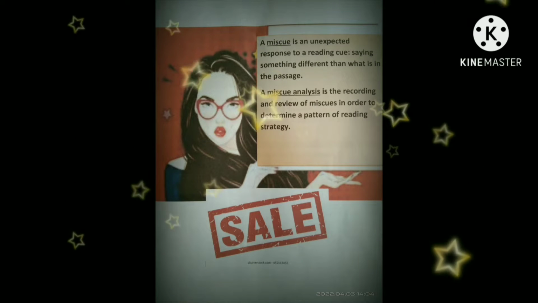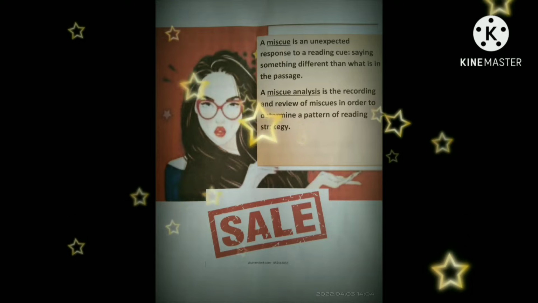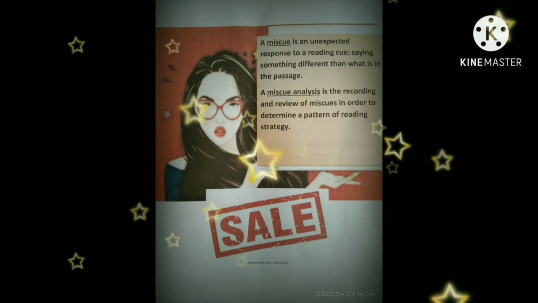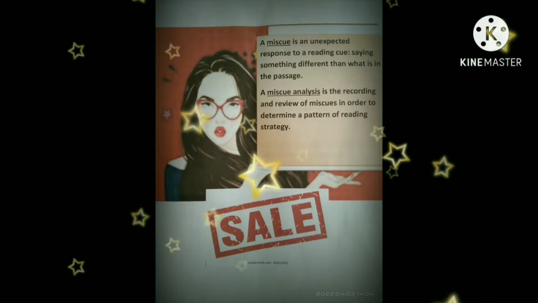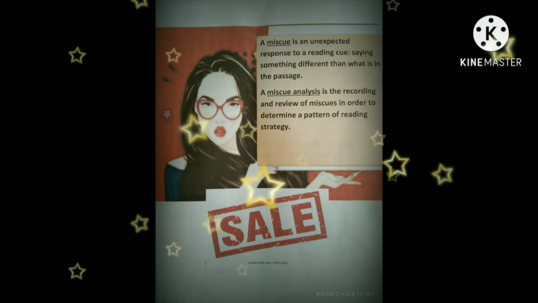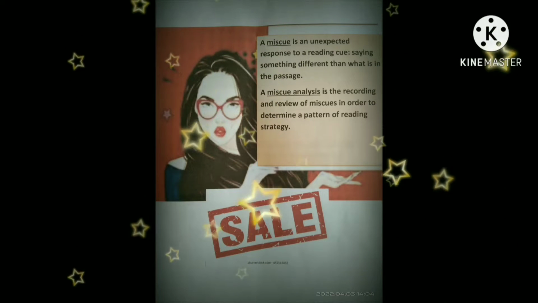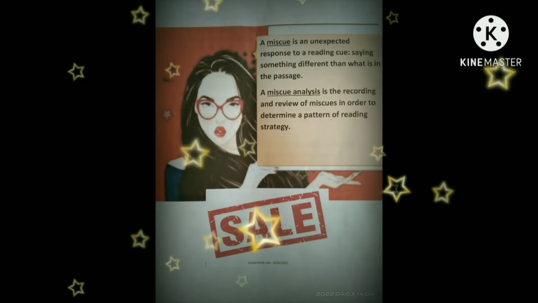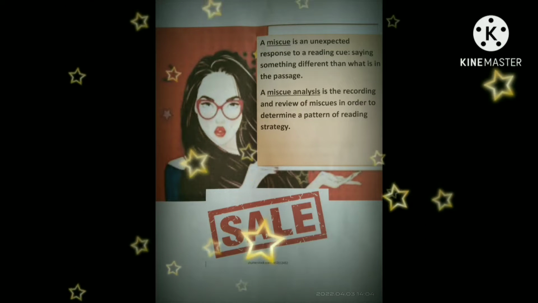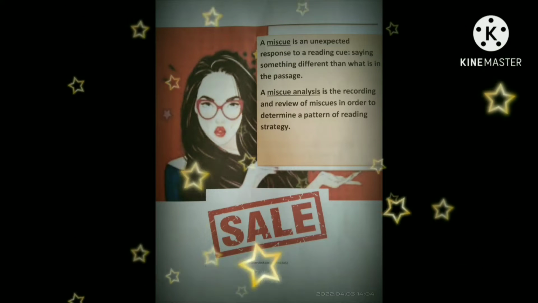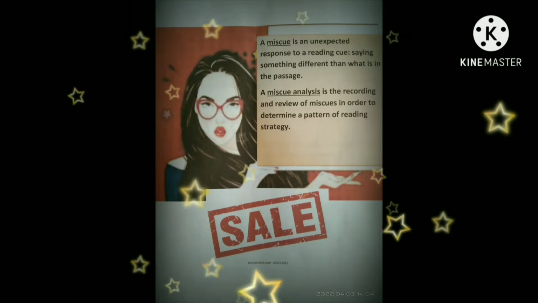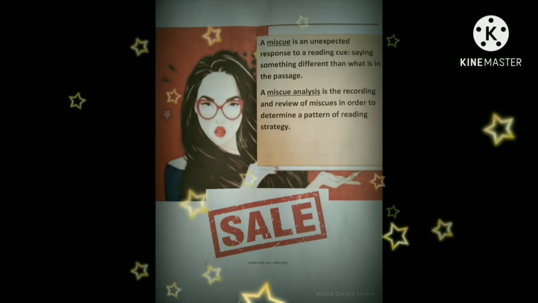A miscue is an unexpected response to a reading cue, saying something different than what is in the passage. So, it is a difference between what is on the page and what students say during oral reading. We do not use the word error because reading miscues often represent mature reading behavior.